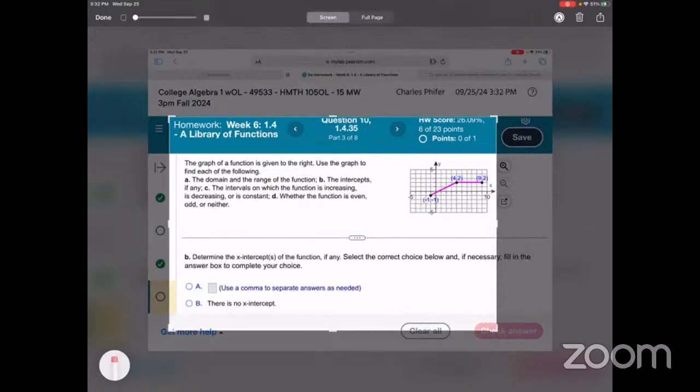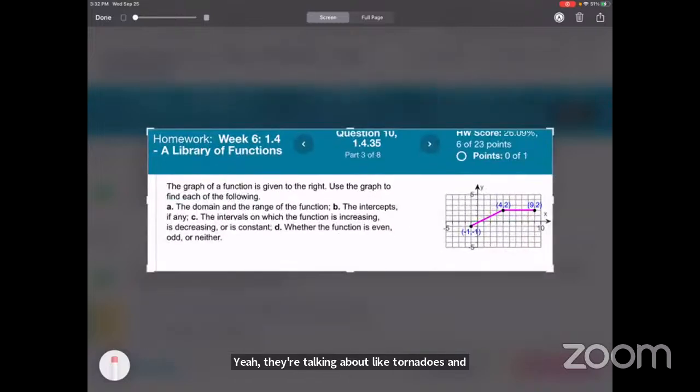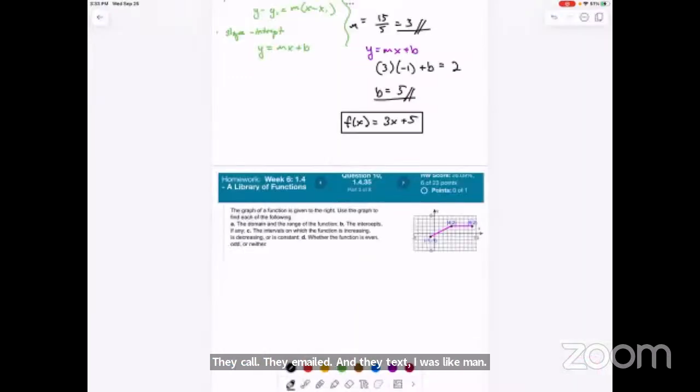Yeah, they're talking about tornadoes and possible hail. Okay. And while we've been on this call, Morehouse sent something as well. They called, they emailed, and they texted. I was like, man, acting like an ex. Okay, anywho.